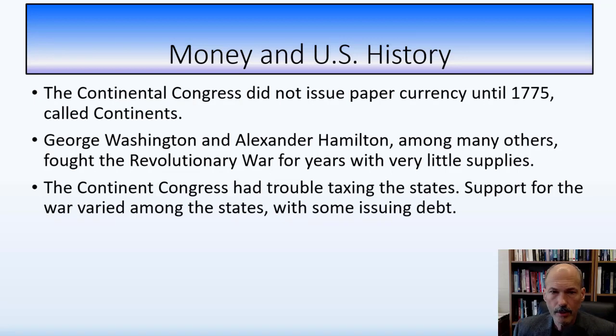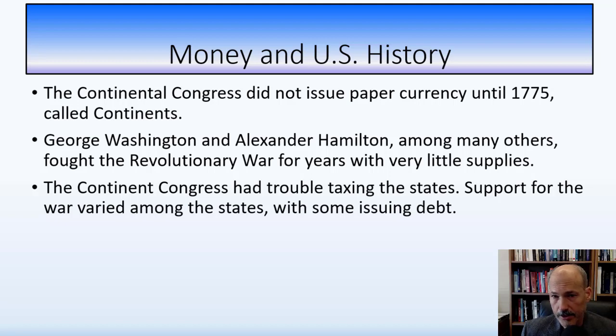Now, the Continental Congress did not issue paper currency until 1775, called Continentals. The reason for the issuance was obvious. George Washington and Alexander Hamilton, among others, fought the Revolutionary War for years. They had very little supplies, and so they needed money to be able to buy these supplies. It turned out that the Continental Congress ended up printing millions of dollars at the time, millions.